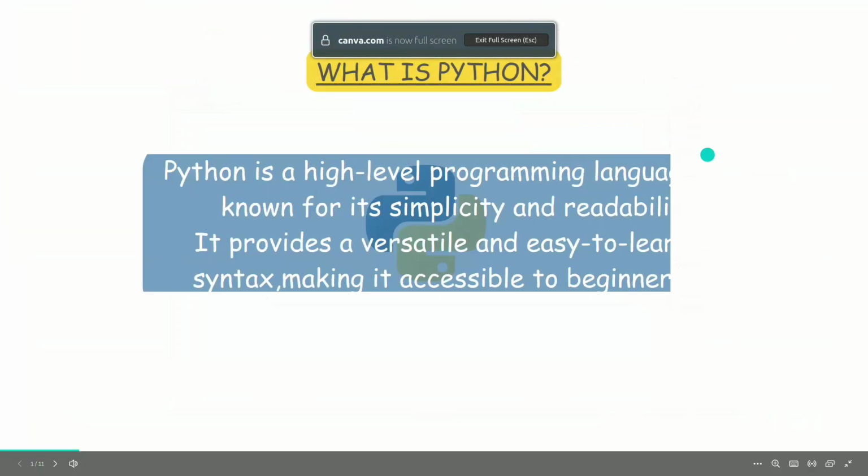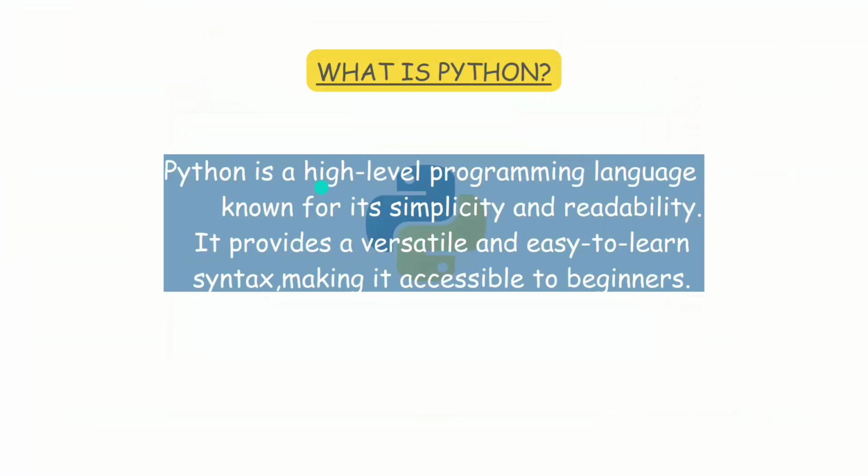So basically, what is Python? Python is a high-level programming language known for its simplicity and readability. Whenever we talk about Python, we always say that the syntax is very easy. As you see, it provides a versatile and easy to learn syntax, making it accessible to beginners. And high level means that it is easy to understand, so close to the language we speak, like English and so on.